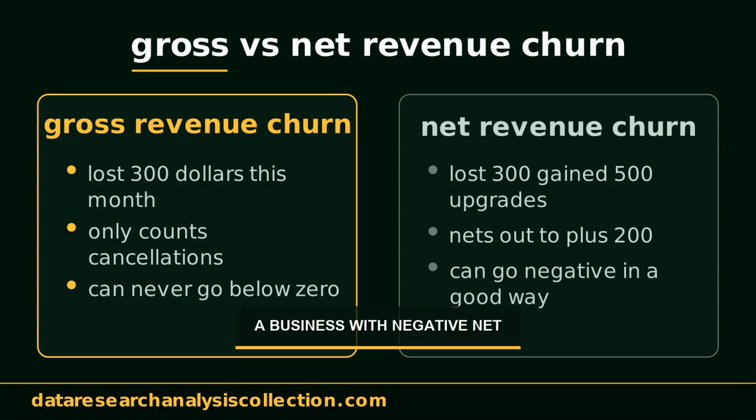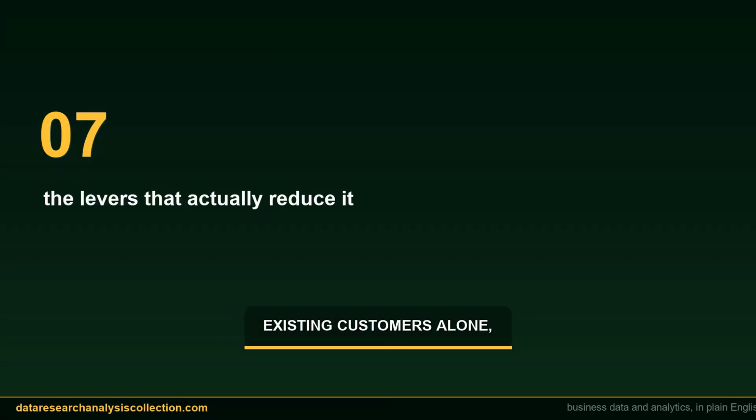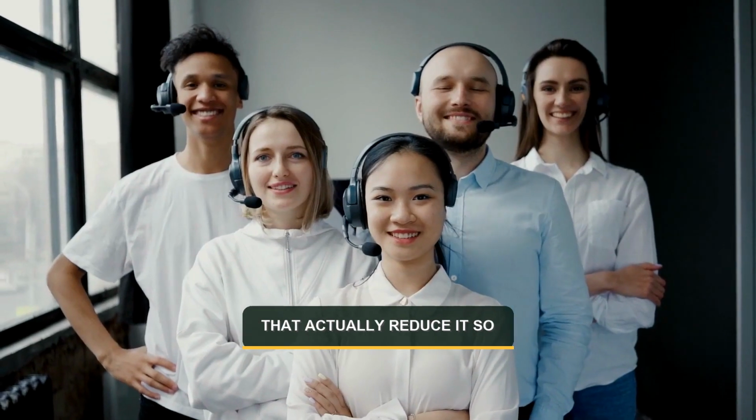A business with negative net revenue churn grows from its existing customers alone before it signs a single new one. That is a genuinely strong position, and it is completely invisible if you only ever look at the gross number or at customer churn.